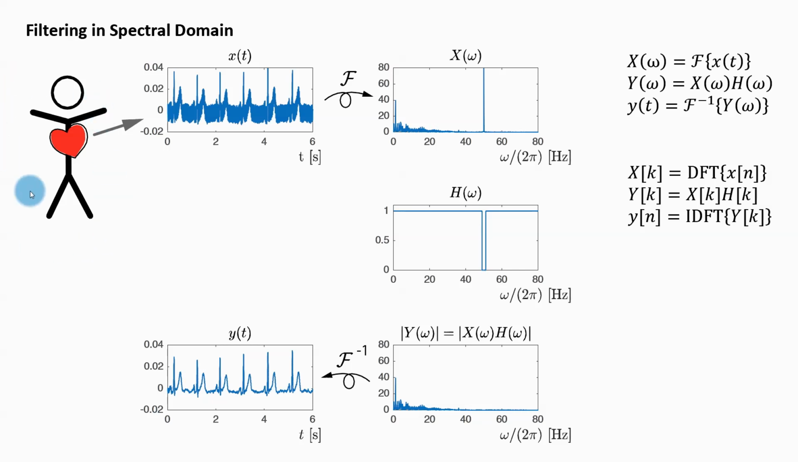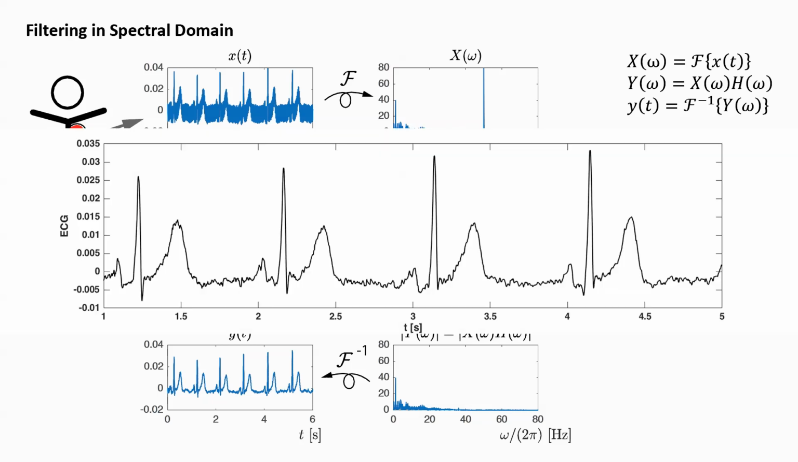Say we have a person. This person has a heart, and we would like to record the electrical activity of this heart. We would like to record so-called electrocardiogram or ECG. This is what a normal ECG looks like, but because the electrical activity of a heart is really weak, this recording gets often corrupted by many sources of interference.